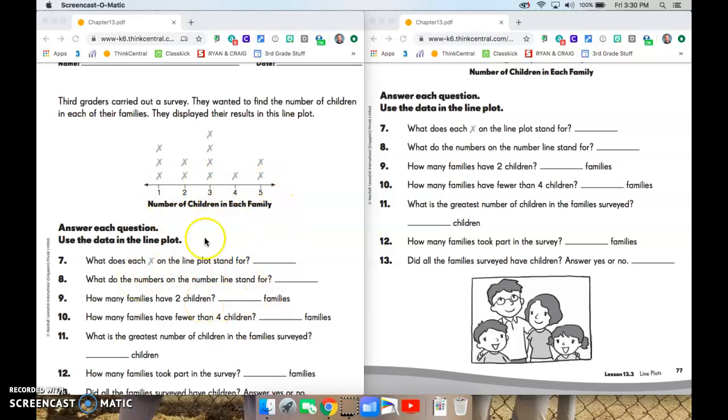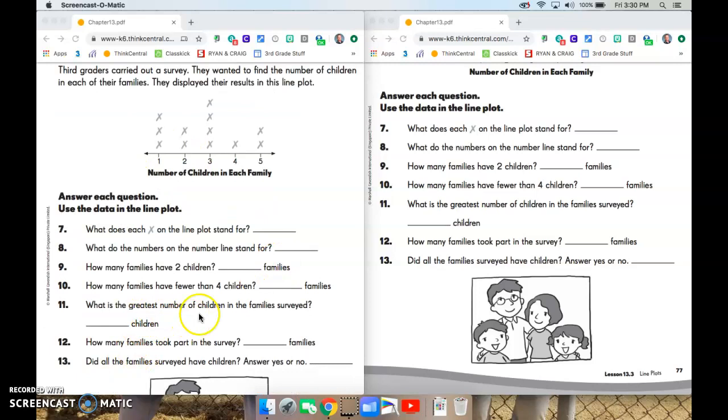How many families have 2 children? Here's 2. 2 X's. There's 2 families. How many families have fewer than 4 children? Okay, so fewer. That's all of these combined then. Fewer than 4. 1, 2, 3, 4, 5, 6, 7, 8, 9. What is the greatest number of children in the families surveyed? 5. And there are 2 of them.